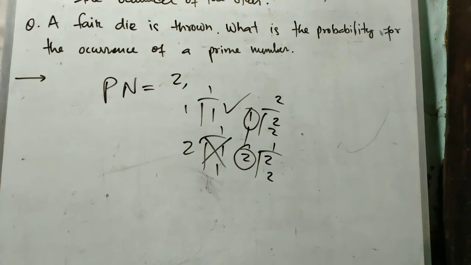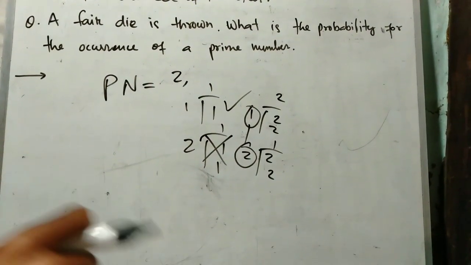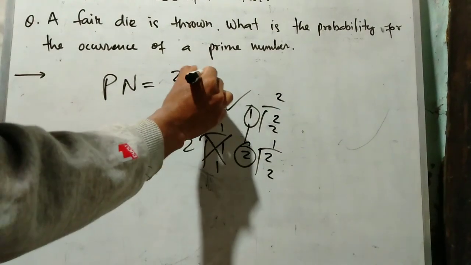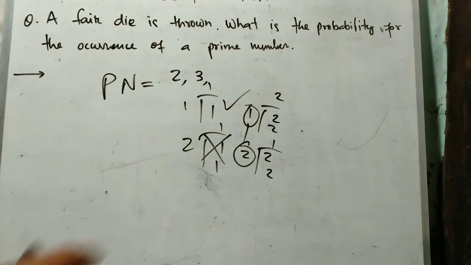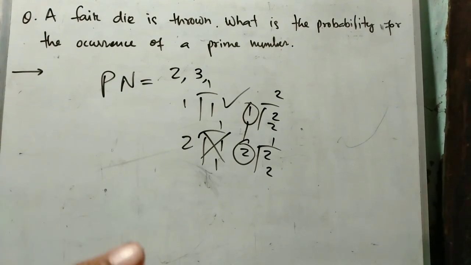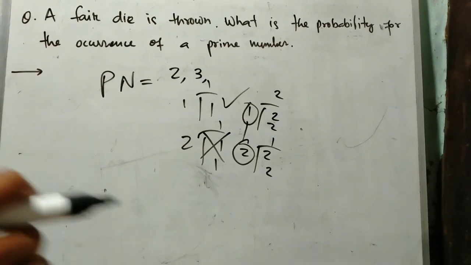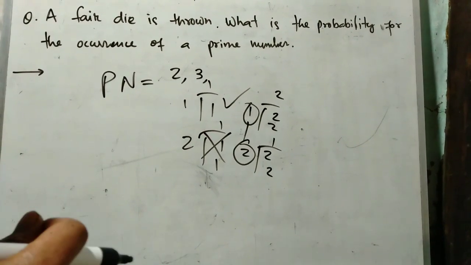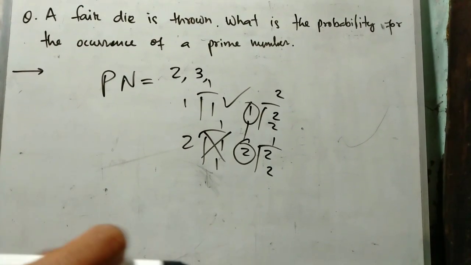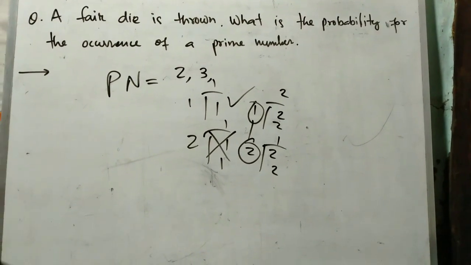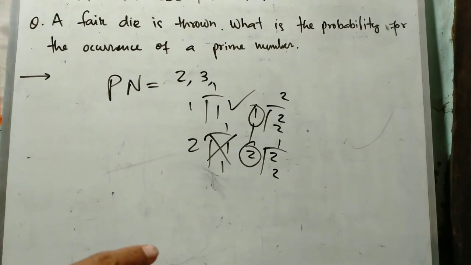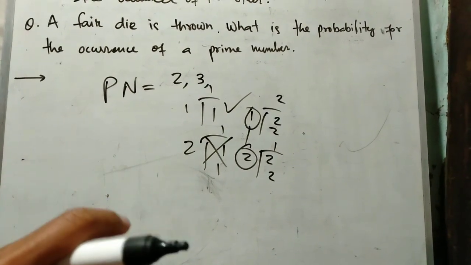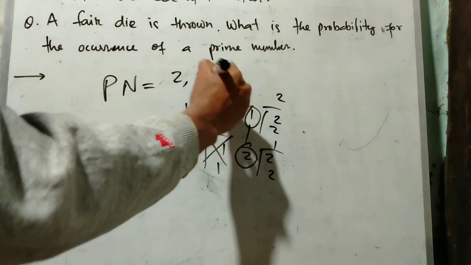What about 3? 1 times 3 is 3, 3 times 1 is 3. No other number can multiply or divide 3. So 3 is also a prime number. What about 4? 1 times 4 is 4, 2 times 2 is 4, 4 times 1 is 4. That means 4 has 3 factors. So 4 is not a prime number. What about 5? 1 times 5 is 5, 5 times 1 is 5. No other number can multiply or divide 5. So 5 is also a prime number.